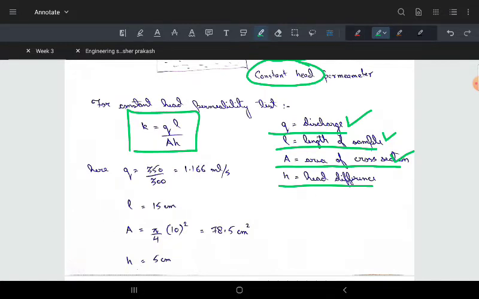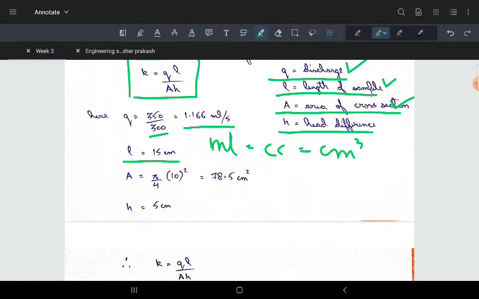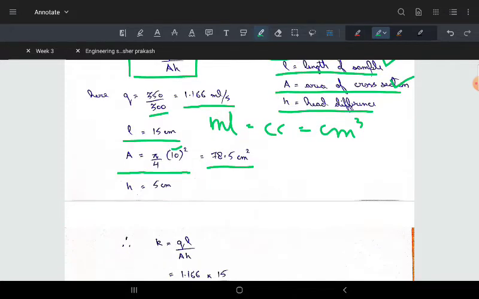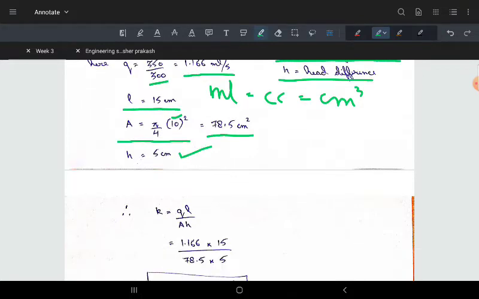So let's first calculate Q. Q is the discharge. We know 350 ml we have collected divided by 300 seconds, that will give 1.166 ml per second. Please note here, sometimes you get confused: ml is equal to cc or centimeter cube. L is given as 15 centimeter. We can find the area of the cross section of the sample, that is pi by 4 D square. D is given as 10 and it comes out to be 78.5 centimeter square. H is 5 centimeter, it is given.